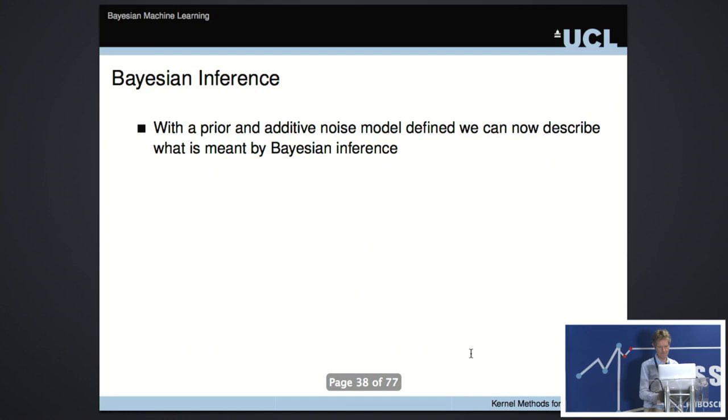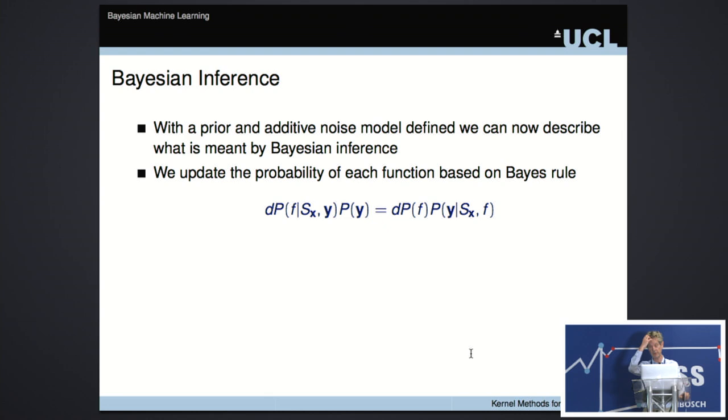Okay, so with a prior and an additive noise model defined, we can now describe what is meant by Bayesian inference. This has been mentioned already by Ulrich, and to some extent he was talking about situations where you can't, and what I'm going to talk about is the conjugate prior case where the noise model and the prior distribution are conjugate, so that we'll be able to do exact inference. But I'll mention you need to move to approximate Bayesian inference, which was the topic he was also introducing in his talk with the KL divergence between this approximate posterior distribution defined by Q in his case.